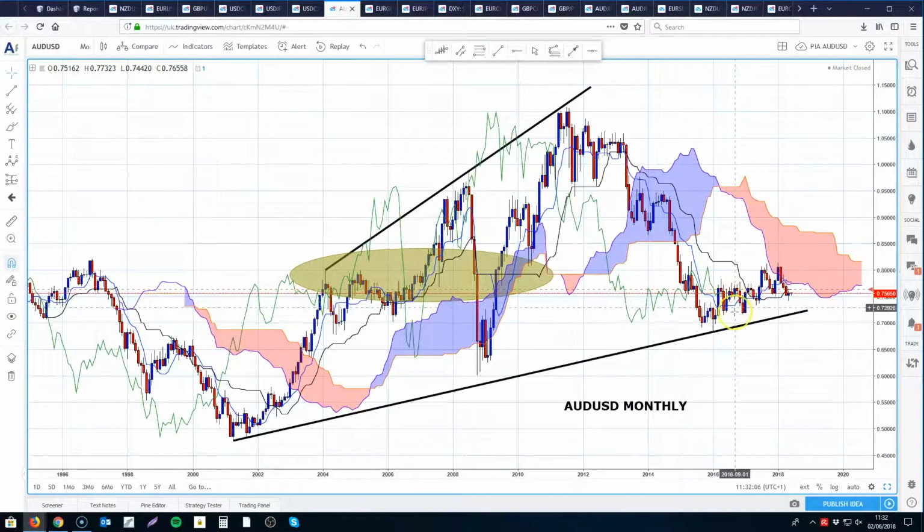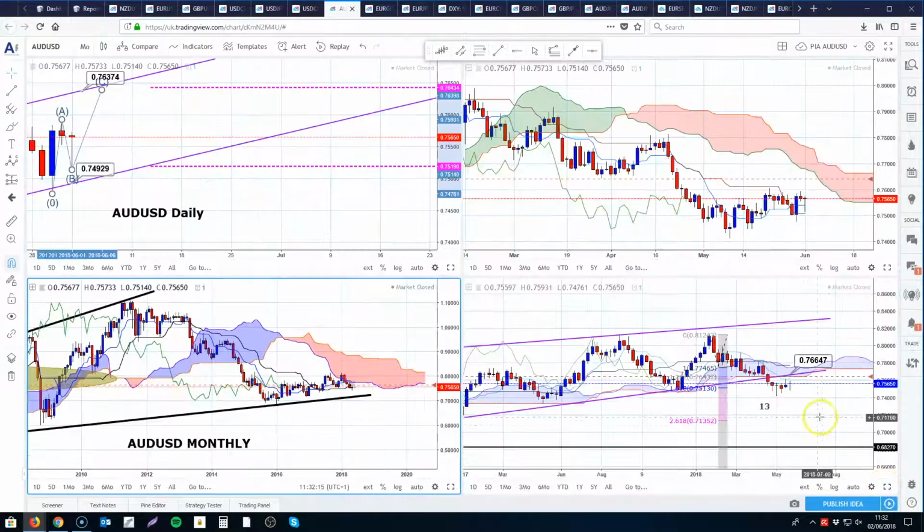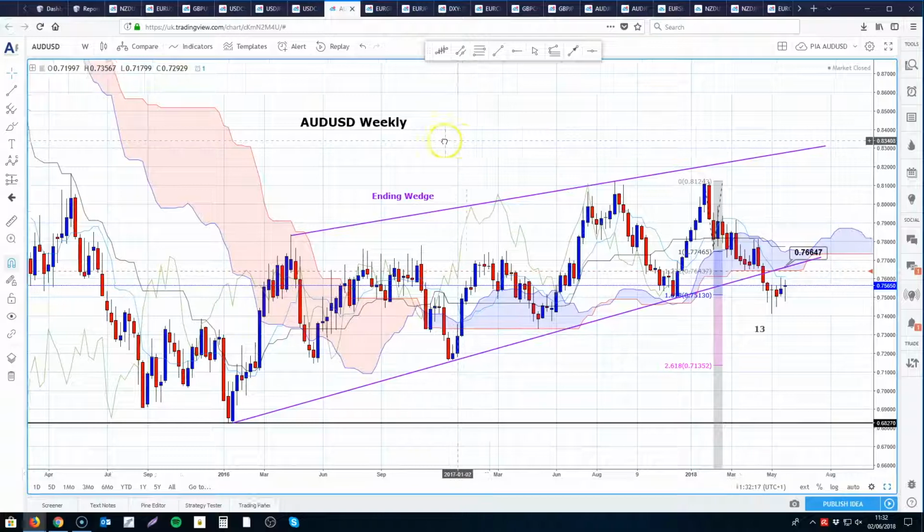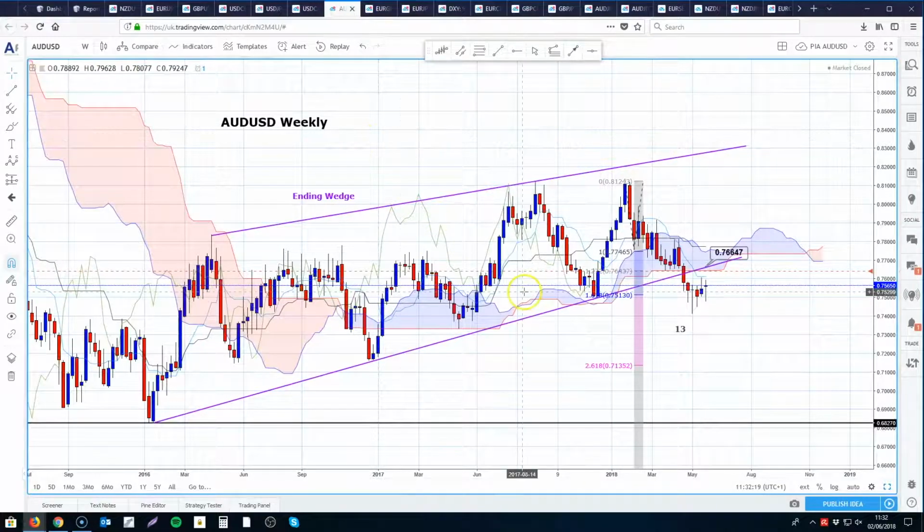expanding wedge formation, has an eventual bias to break to the downside. Very mixed and volatile trading since the beginning of 2016. The weekly chart highlights a wedge breakout. The measured move target is down here, which is 68.30.